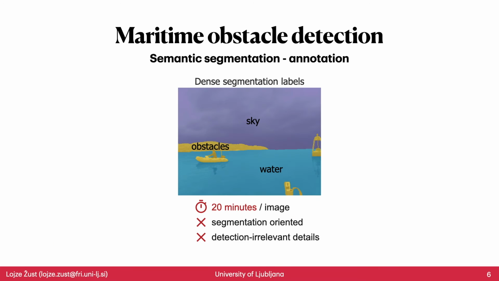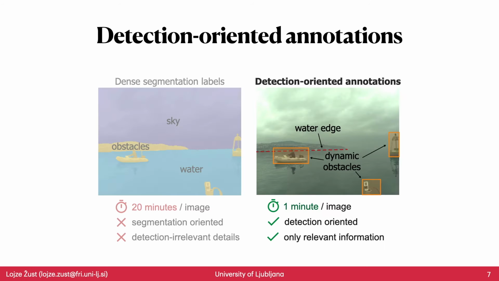Furthermore, annotating the dataset to create per-pixel ground truth labels requires significant effort and includes details irrelevant for detection. Instead, we propose to use detection-oriented annotations, or weak annotations for short, which require far less labeling effort.